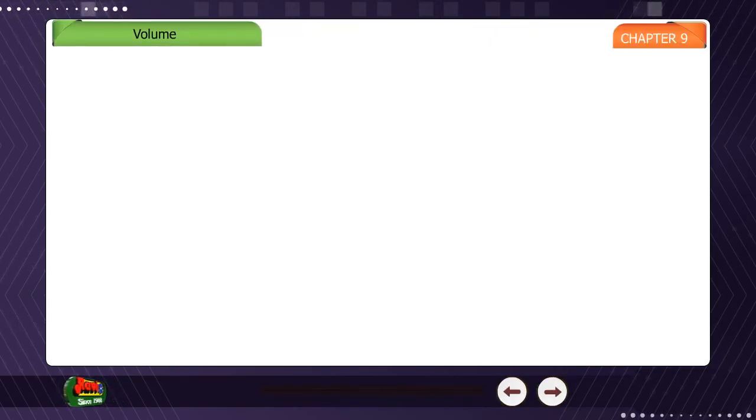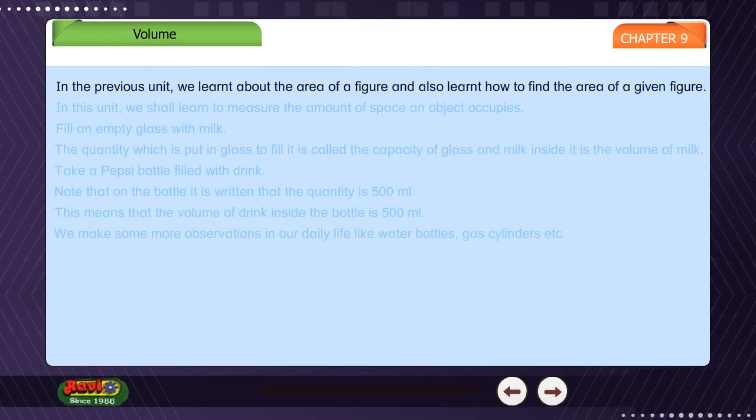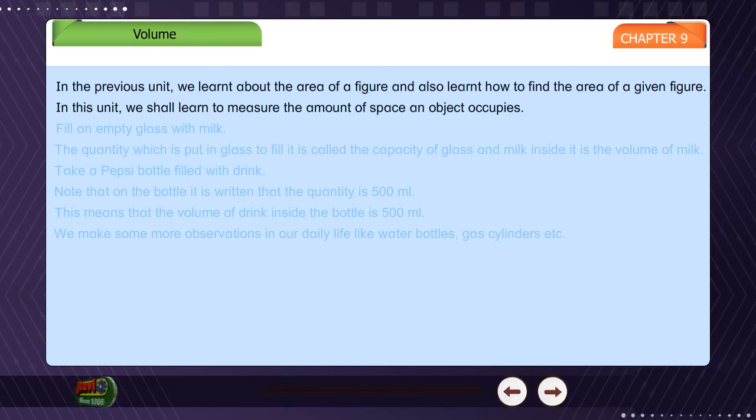Chapter 9, Volume. In the previous unit, we learnt about the area of a figure and also learnt how to find the area of a given figure. In this unit, we shall learn to measure the amount of space an object occupies.